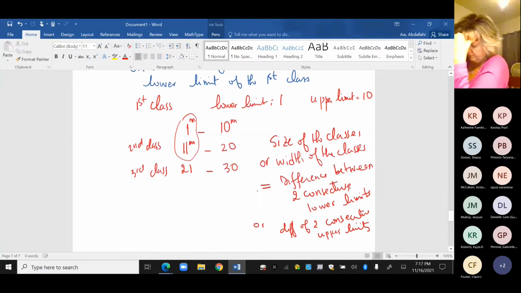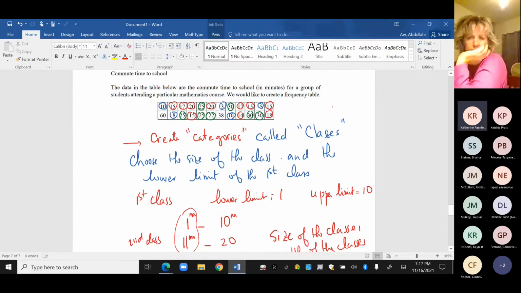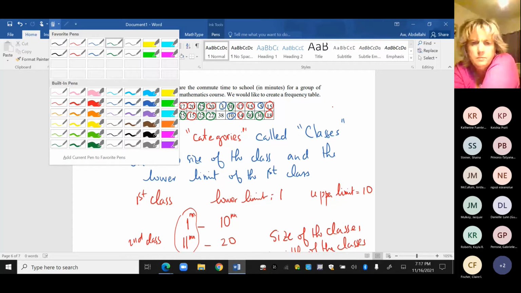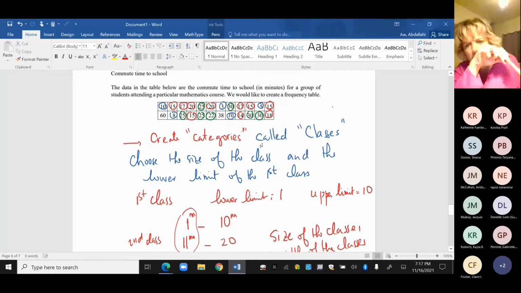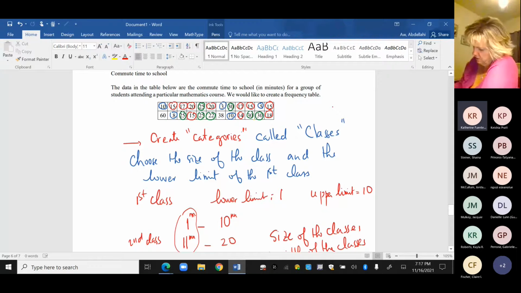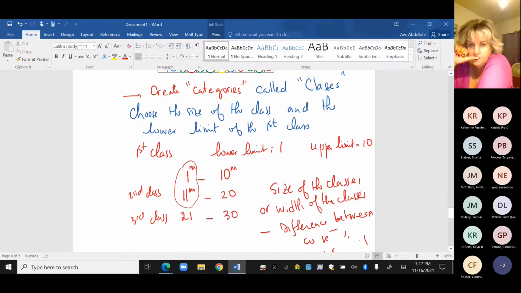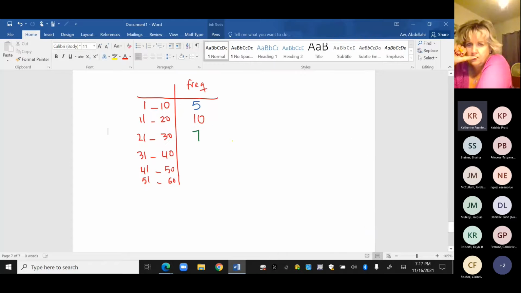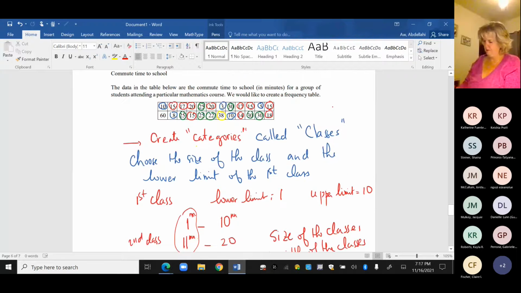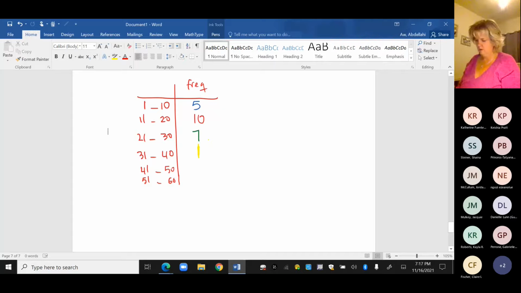31 to 40. Let's take another color. See, I do not run out of colors, I have a lot of colors. So yellow. We said 31 to 40, right? Just one right here, that's a 38. And then 41 to 50, do you see any? No, 0. And then 51 to 60, we have 1.